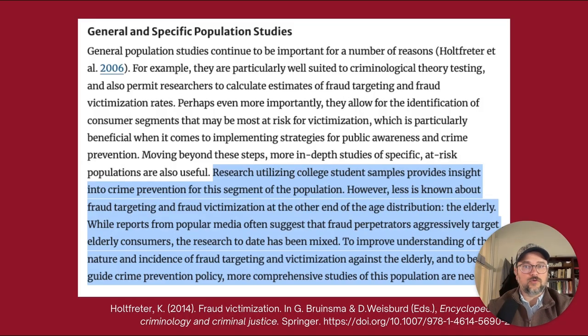Right. So here, it's talking a lot about how there's a lot of research related to college students, but it says less is known about fraud targeting and fraud victimization at the other end of the age distribution, the elderly. So that's where it found the word that I was looking for. So what this means for me is that the authors of this encyclopedia article are basically proposing that there's a gap in the literature, or some type of lapse in the research where we don't know as much as we probably should about the connection between fraud victimization and the elderly.